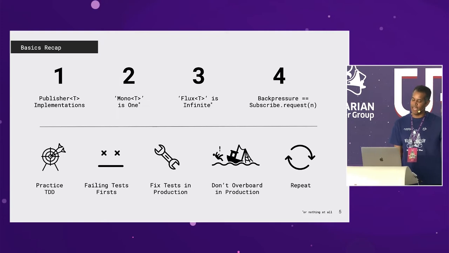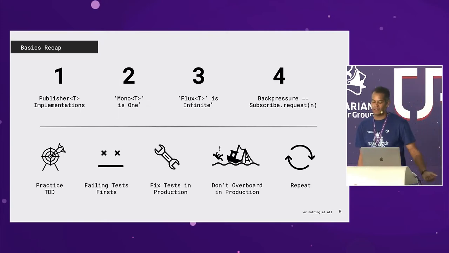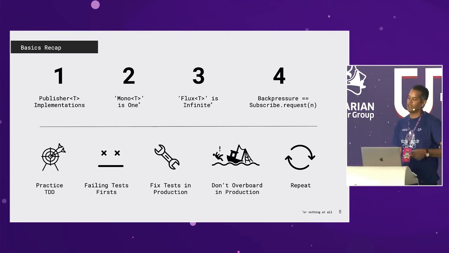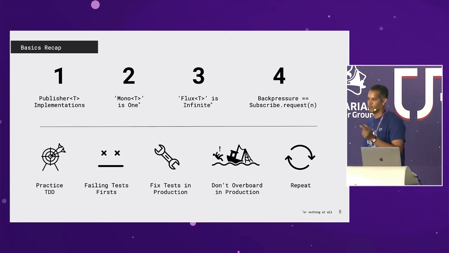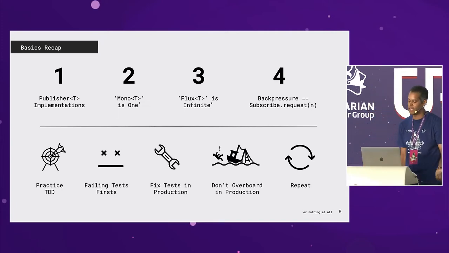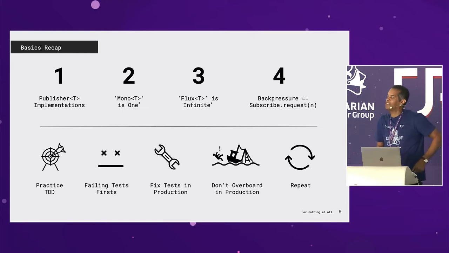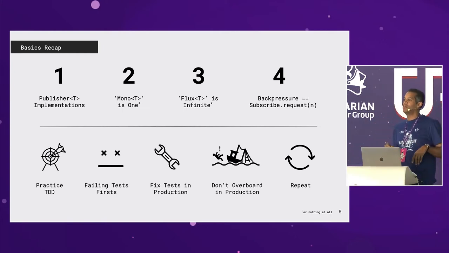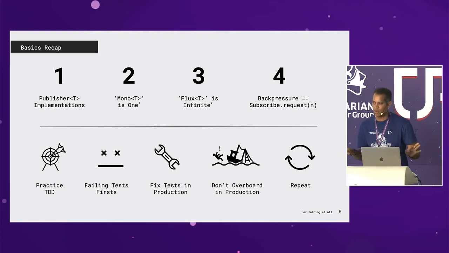TDD is the other half, which is essentially, hey, we're going to fail first, we're going to fix it in production. That means we're going to write our tests, then we're going to break them, then we're going to write the code in production, which is our regular class, and then we're not going to go overboard in production. We're only going to write enough production, just a little bit, not a whole lot. Basically, write as little code as possible. And I kind of like that.